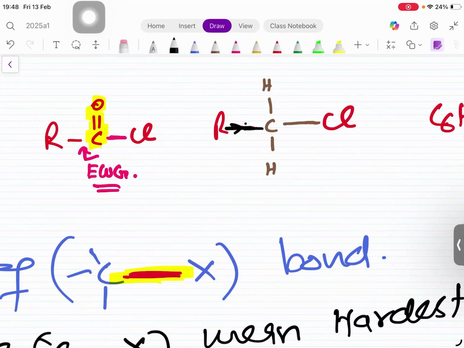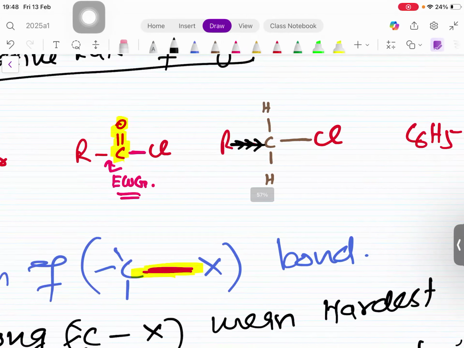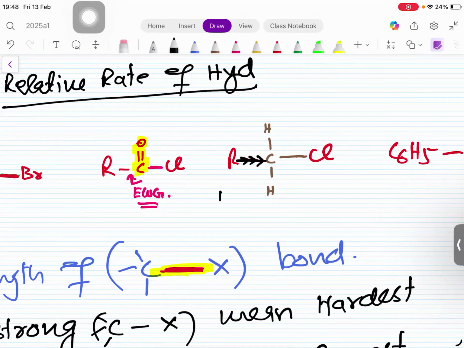Okay, the alkyl group attached in haloalkane is an EDG, electron donating group, having a positive inductive effect. When there is a positive inductive effect, electron donating group, what will happen? The C-Cl bond would be stronger, harder to hydrolyze. So that's why the acyl chlorides are easier to hydrolyze, or their rate of hydrolysis is more.